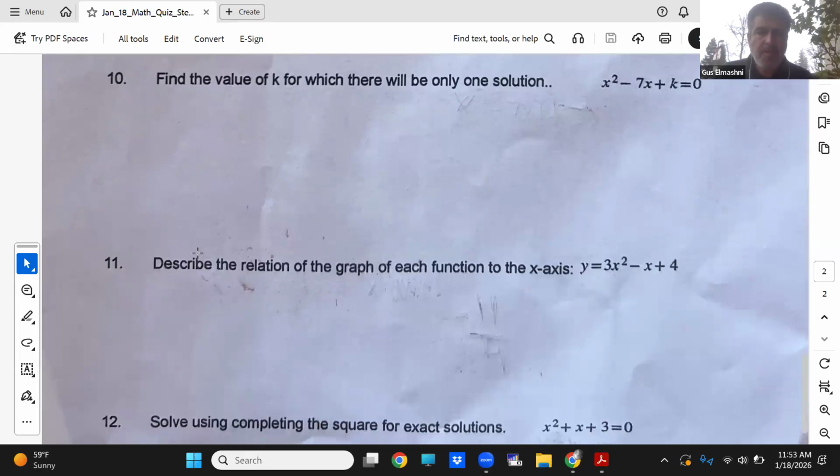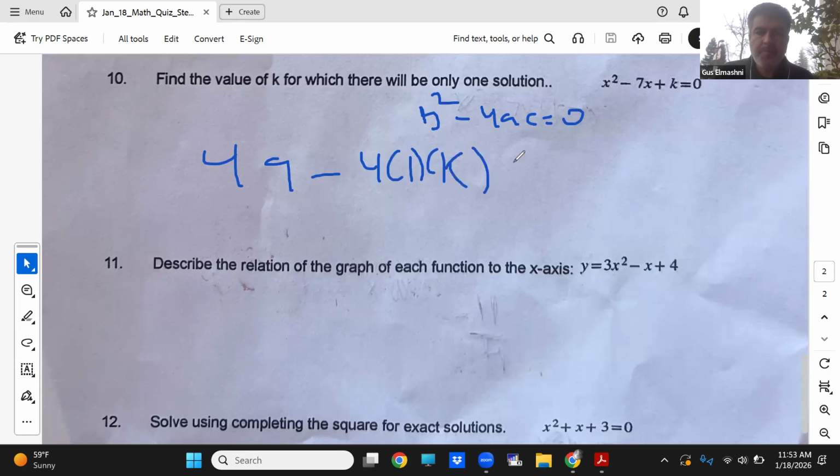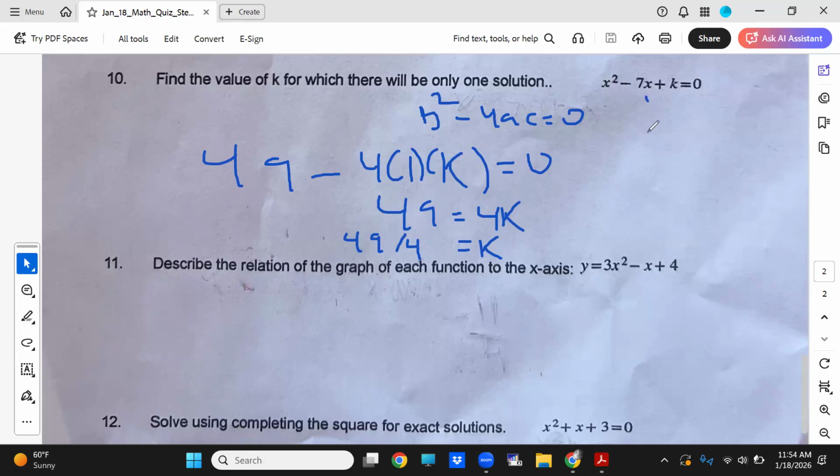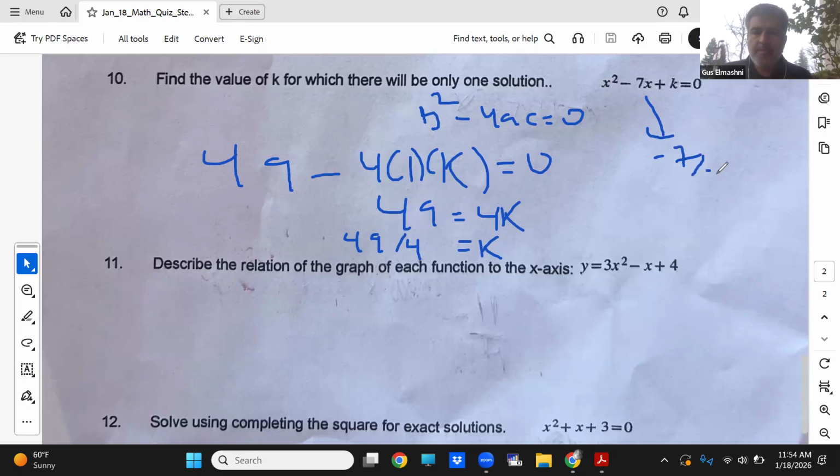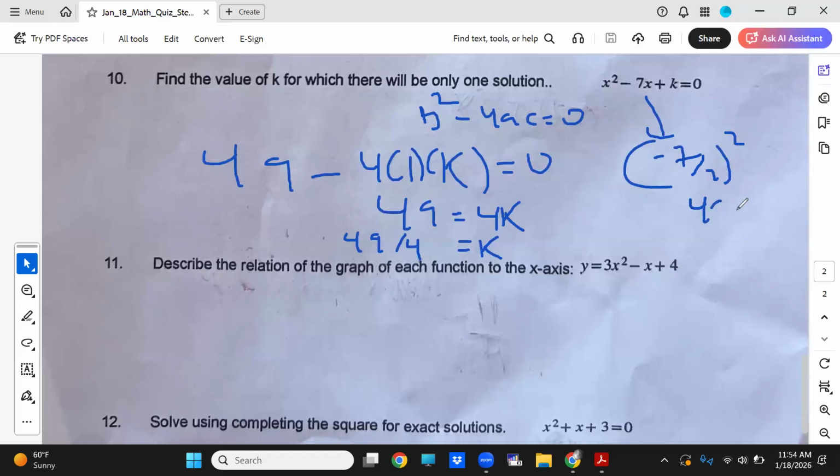Okay. Find a value k. Again, you want one solution. You want b squared minus 4ac to equal 0. So 49 over 4. Or half of it, square it.